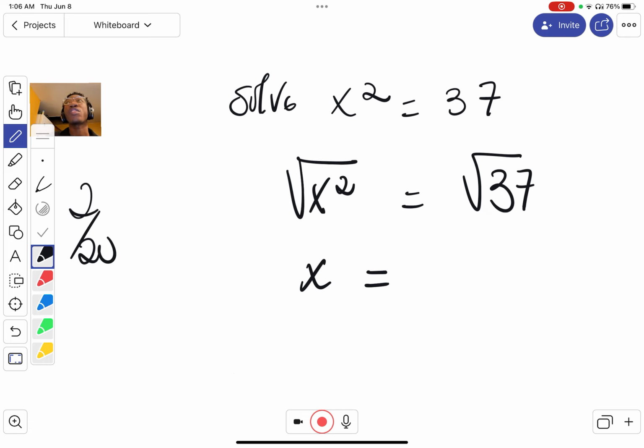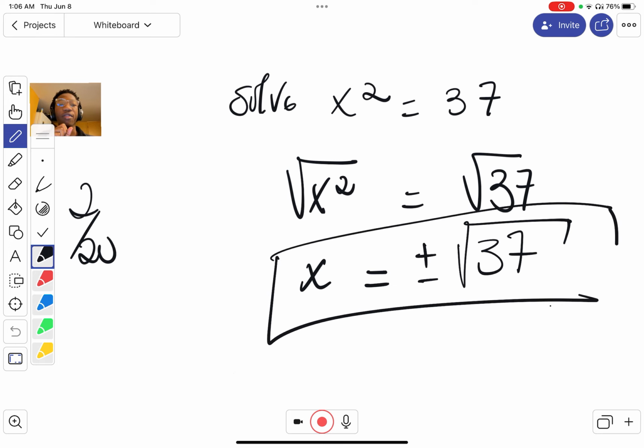Getting the square root of 37 is not the same thing as getting the square root of 36, because if you put the square root of 36 in the calculator, it's going to give you plus or minus 6. But the square root of 37 is not going to give you an integer or a whole number. So because of that, we're going to keep the number under the radical. So it's going to be equal to positive or negative radical of 37. There we go. So that's going to be the final solution.